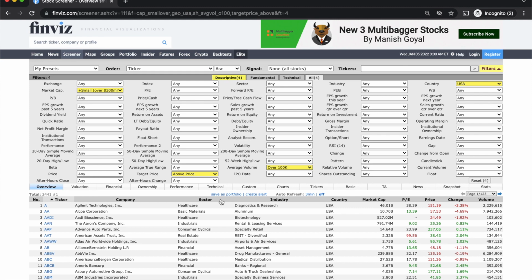So the target price always is the price, I shouldn't say always, it's usually the price which the analysts believe that the stock would reach in the next 12 months. So we are looking at stocks which still have to reach their target price as per the analyst recommendations.